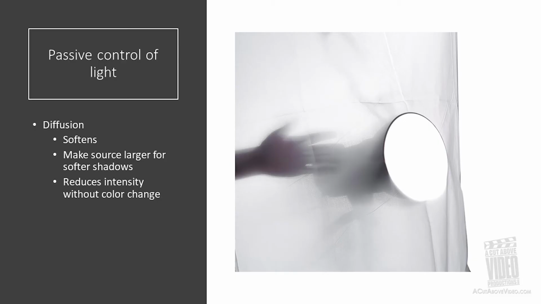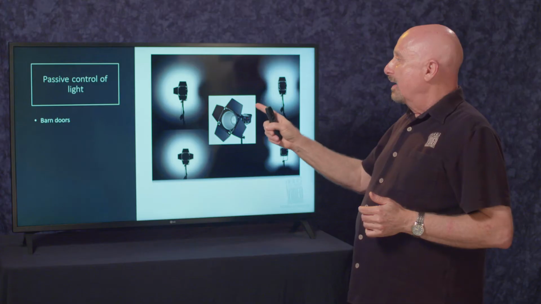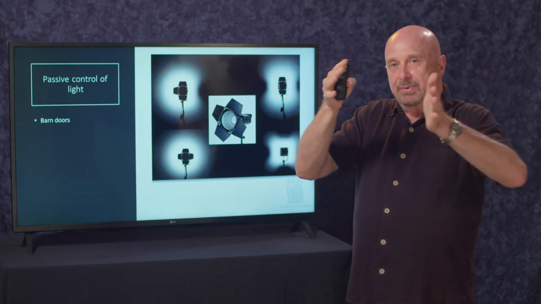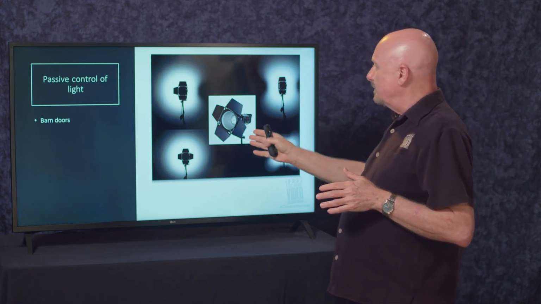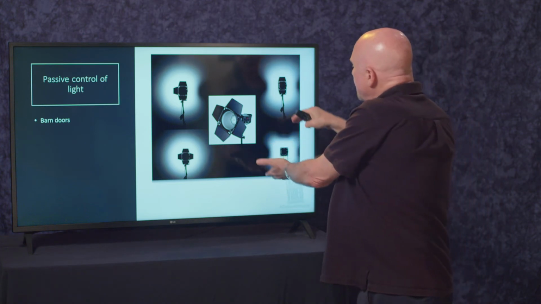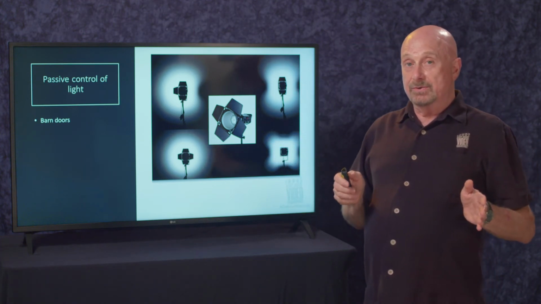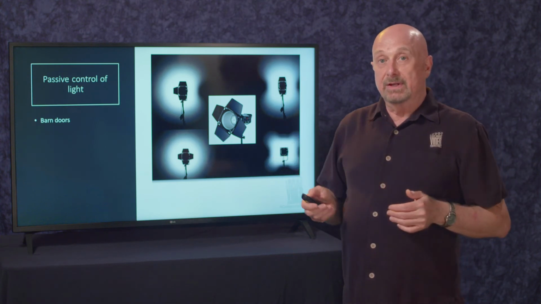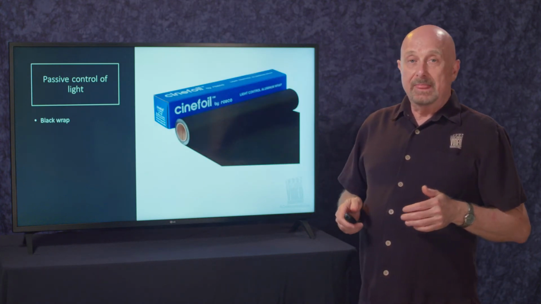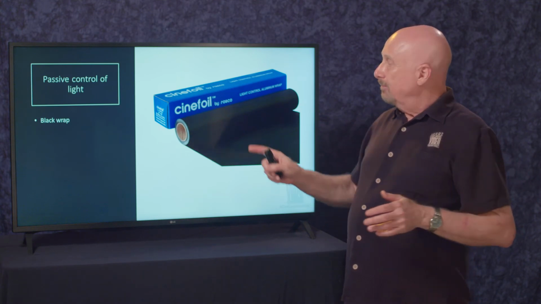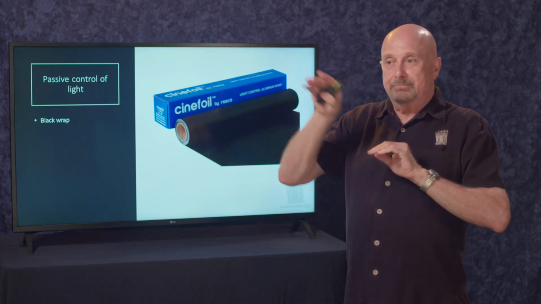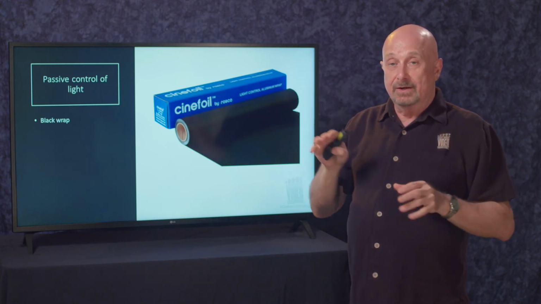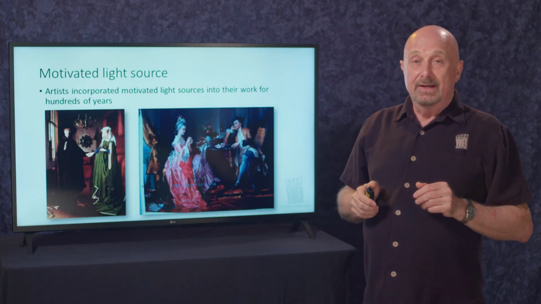Passive control of light. Diffusion softens, reduces shadows. That's what we're using here. Barn doors can shape the light. Barn doors on a Fresnel or an open face light, this is an open face fixture, will control somewhat where the light spills. If you really need control, the light fixture I showed earlier, the ellipsoid, is where you want to be. Another control is black wrap. Black wrap you put around a fixture to eliminate pieces of light, sections of light that are going out that you don't want to have in the scene.